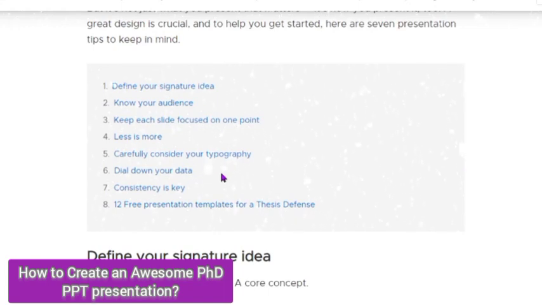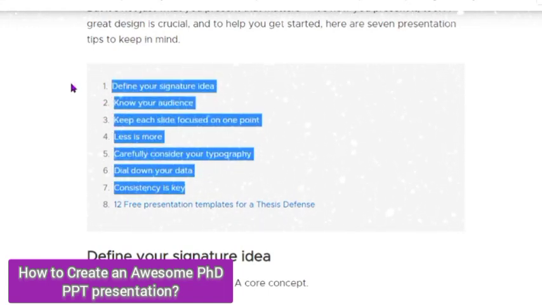So these are the 7 important points which will define how your presentation looks, and it should be presentable. It should be attractive. It should keep the audience engaged. That is the ultimate purpose, and it should reflect the hard work and sincerity which you have undertaken while carrying out your research. Define your signature idea is the first thing the researchers should focus on.